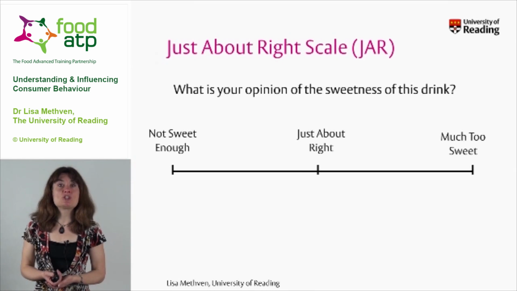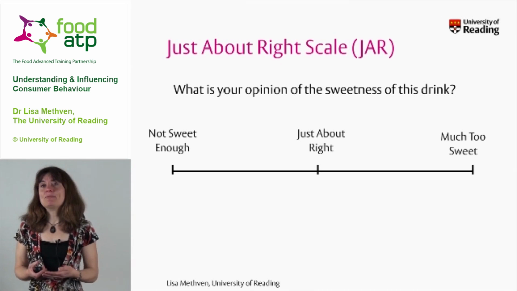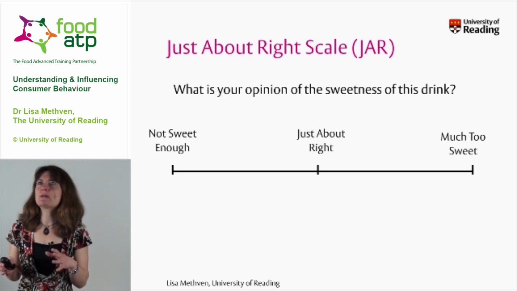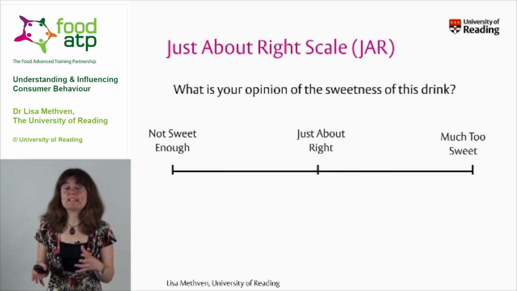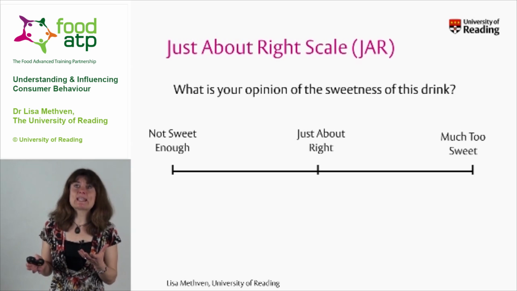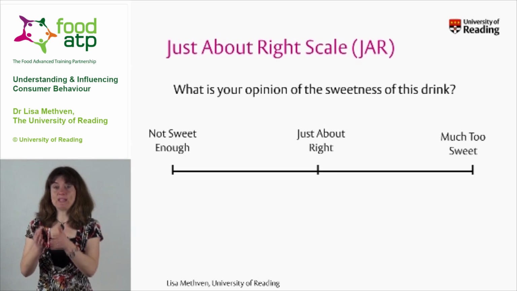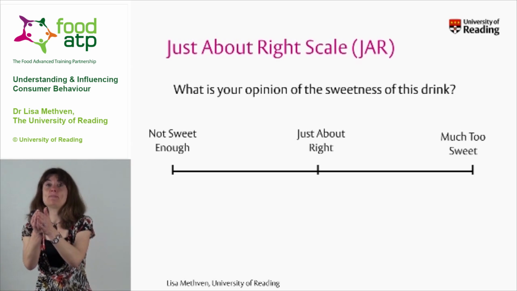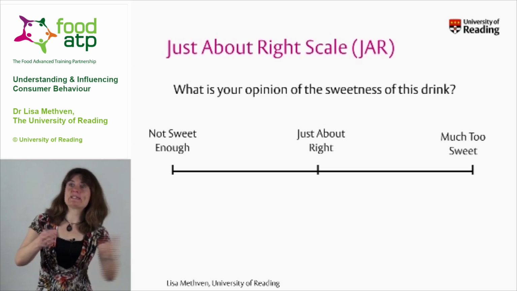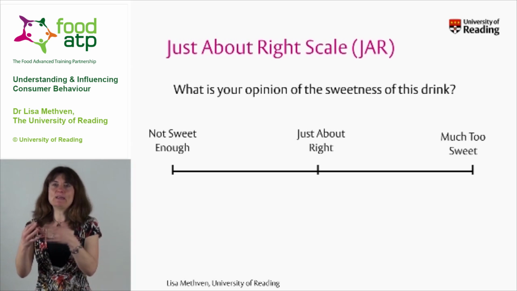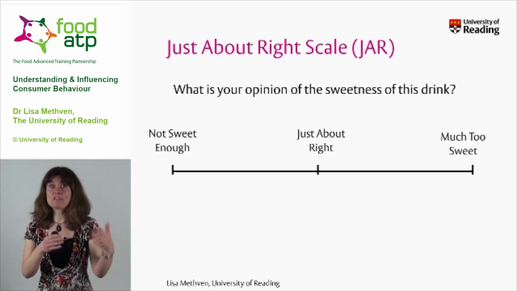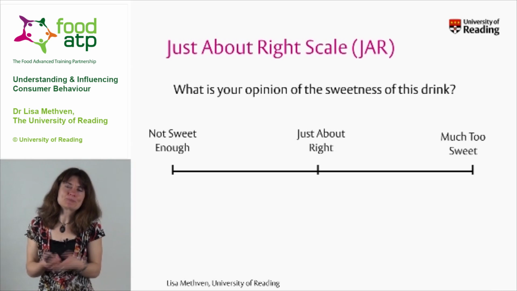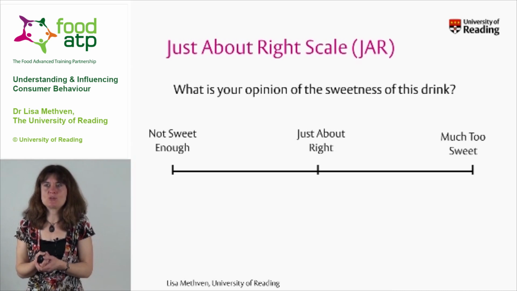We can also use something called just about right scales. This is where you're now trying to get the consumer to actually think about the attribute in itself. So the example I've given you on the slides is sweetness. Somebody might think the product's just about right and then they're going to mark in the middle of the scale, or they might go not sweet enough or much too sweet. In this case, you could use category tick boxes, or you could use a line scale. There's advantages and disadvantages to each.